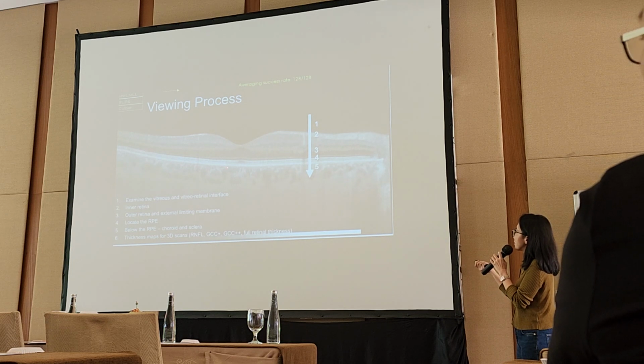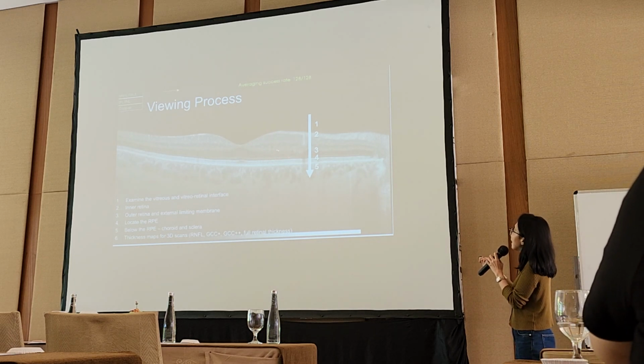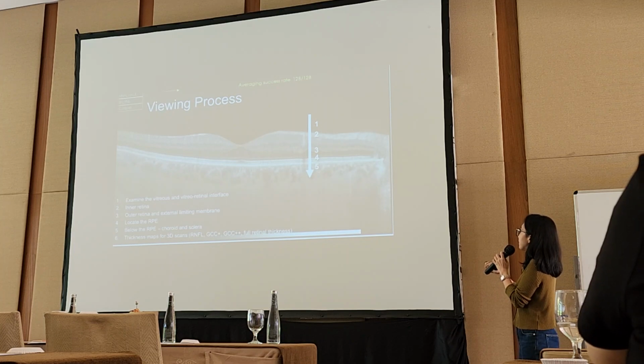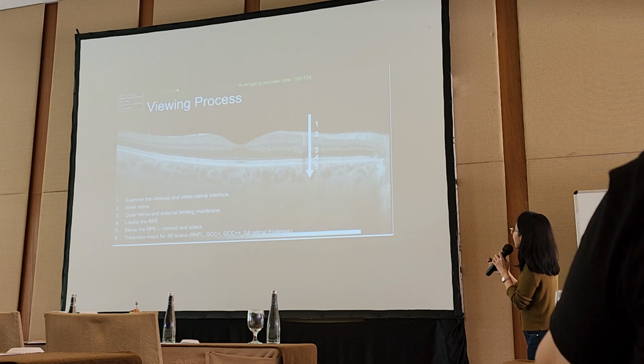Is the RPE smoothly going like this, or there's a bump, or there's a discontinuation on the RPE, or discontinuation on every part of the lines over here. And then you can see below the RPE, the choroid. Is there anything happening there? Pachychoroid or dilated choroidal vessels. And then after that, you can see the quantitative analysis, which is the thickness map.